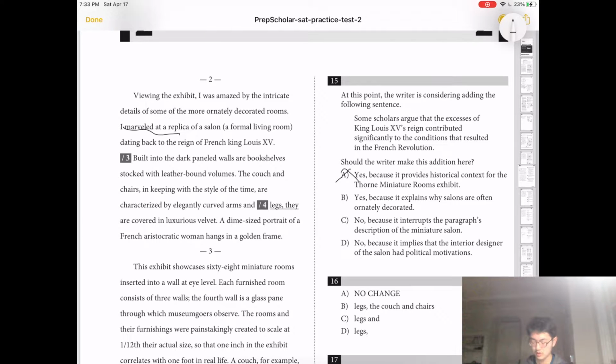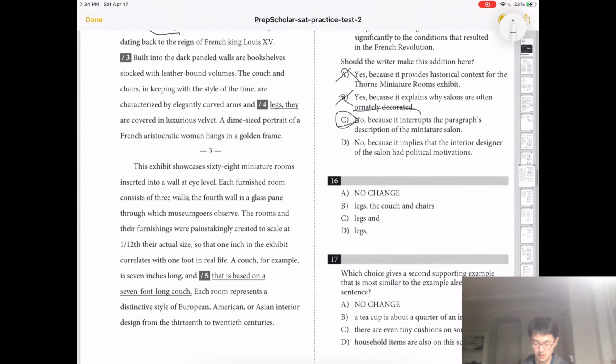B, because it explains, nope. We don't need the ornately decorated part. No, because it interrupts the paragraph's description of a miniature salon. Yeah, because we talk about what's in the salon, like why it looks so good, and suddenly you don't want to add some random historical fact.